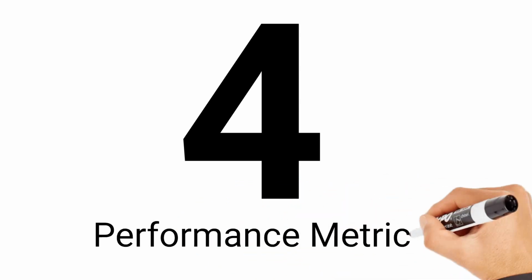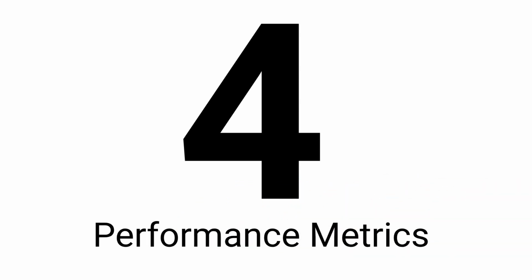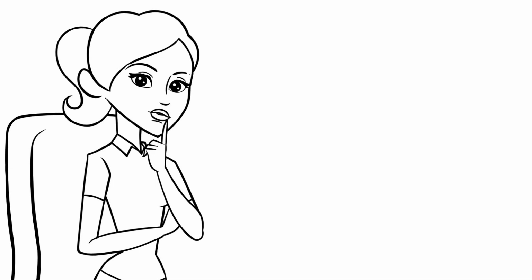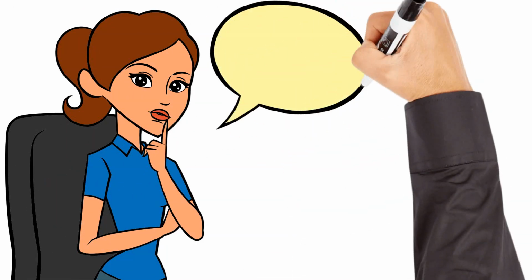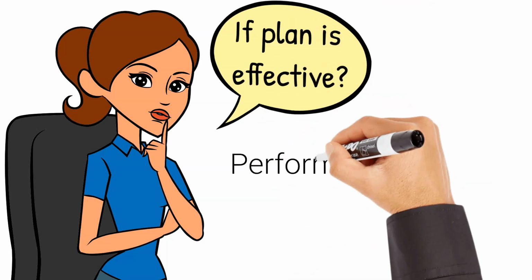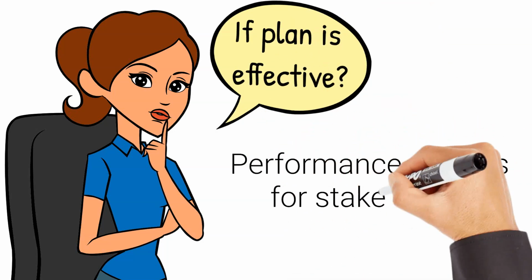The fourth step is to define performance metrics for the stakeholder management plan. Set measurable metrics to forecast the effectiveness and the impact of your plan. These metrics provide key inputs to evaluate results and provide insight to optimize the existing plan.